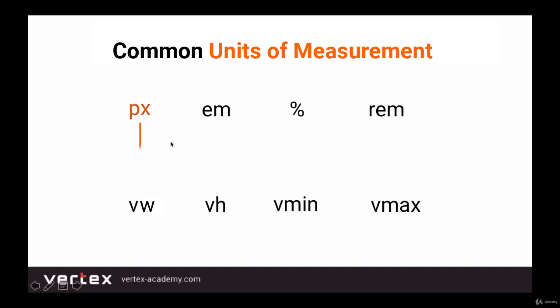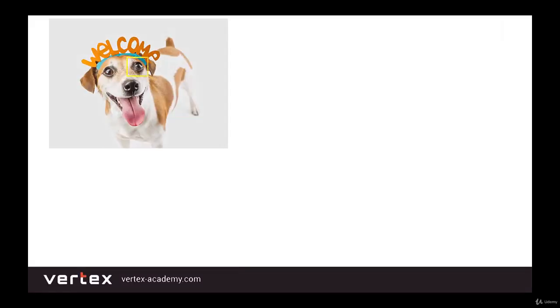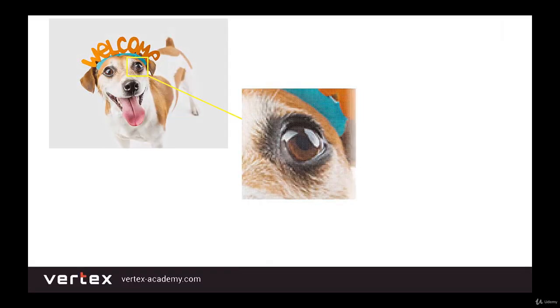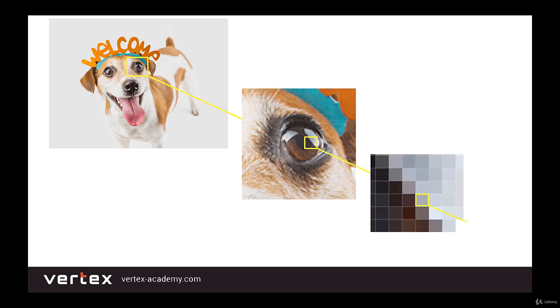Okay, so px stands for pixels, of course. A pixel is a dot on the screen. So a pixel is just a small painted square, and basically any picture is made up of these squares. If you zoom in on an image enough times, you're going to see that it's basically just a bunch of colored squares, and each square is a pixel.